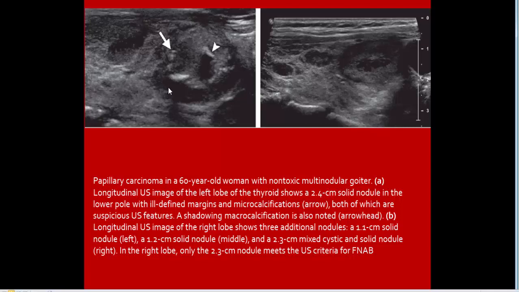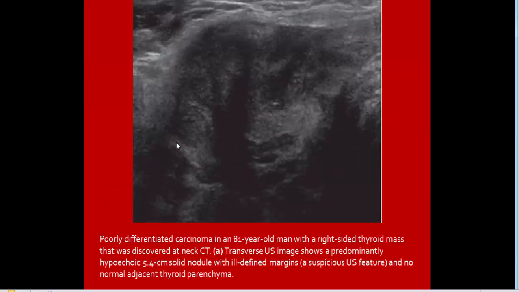Shadowing macrocalcification is also noted. And we see on the longitudinal sonogram of the right lobe 3 additional nodules: a 1.5 cm solid nodule, another 1.2 cm solid nodule, and a 2.3 cm mixed cystic and solid nodule in the right lobe, and this is the left lobe, multinodular thyroid. This meets the criteria for fine needle aspiration biopsy, which proved to be papillary carcinoma.